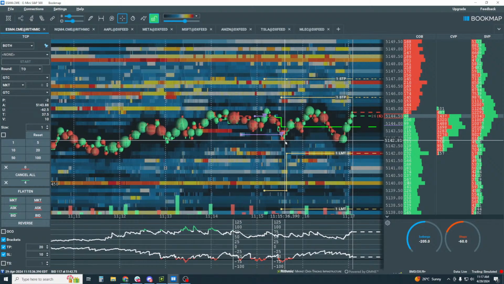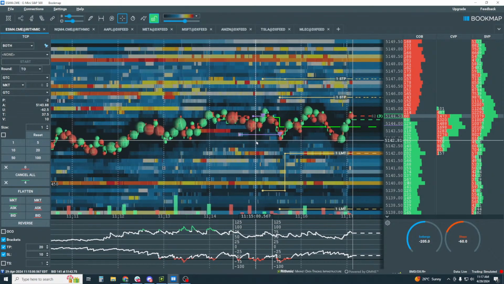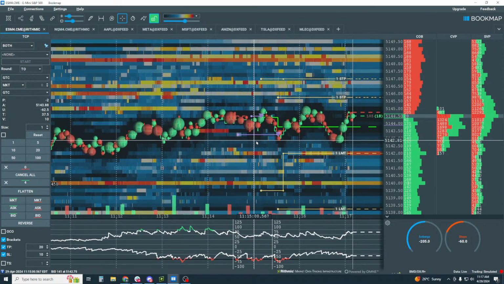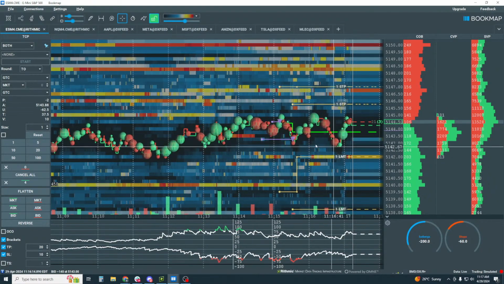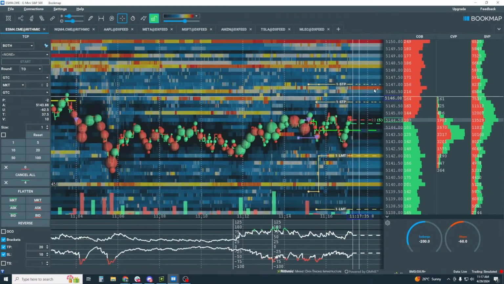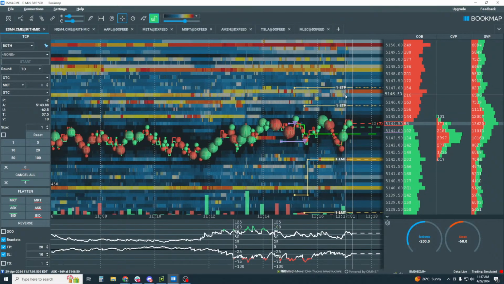They only came down to the bottom of this range, not this one. See what I mean? So yeah, that's another area to reduce some risk. But anyway, let's see if we can get it.